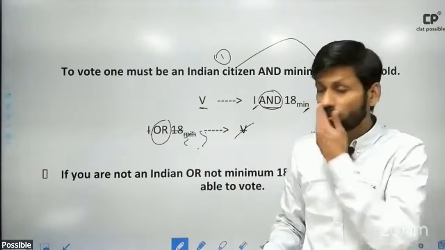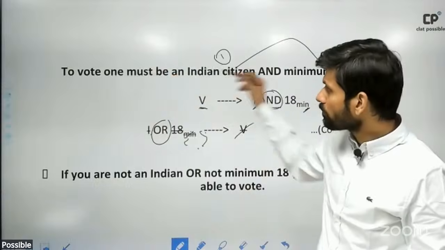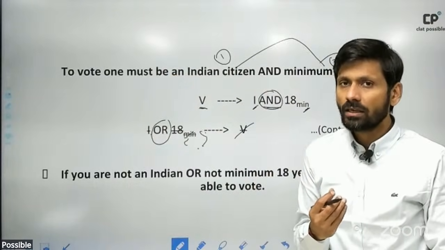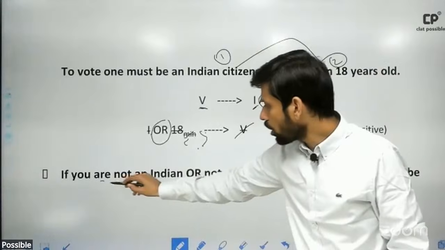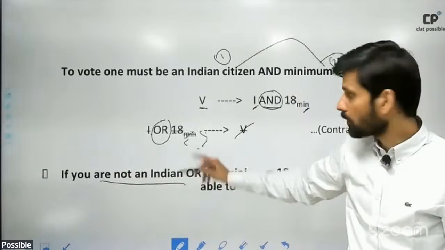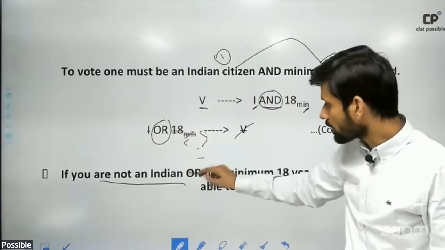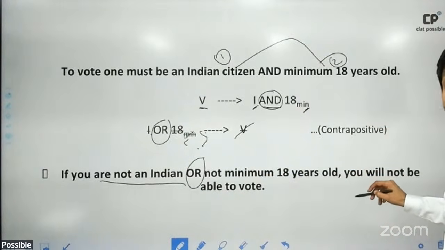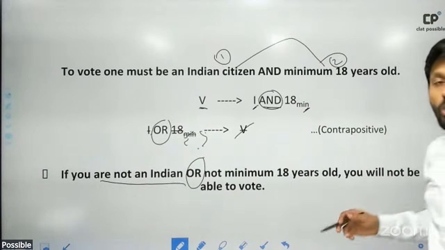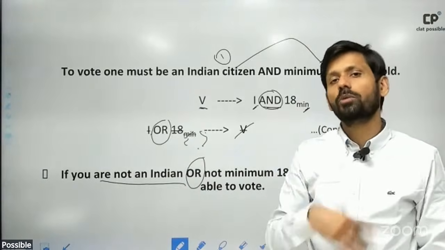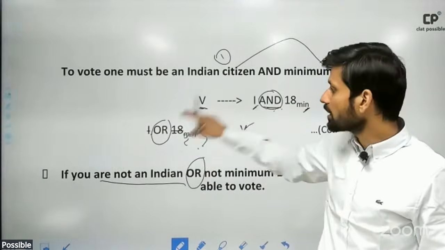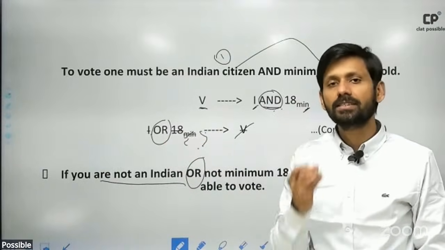तो वो rule का intuition क्या है? When I'm saying to vote, one must be an Indian citizen and minimum 18, right? What I'm saying is, if you are not an Indian citizen, or not minimum 18, you will not be able to vote. दोनों में से एक भी condition false हो गई, you will not be able to vote. That's what this statement tells us, right? So changing it to or makes complete sense.